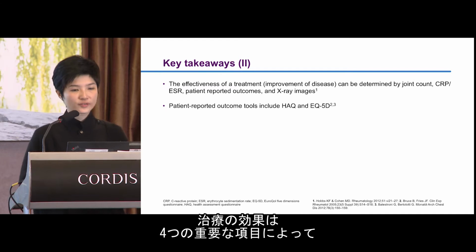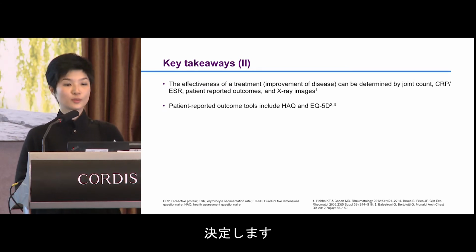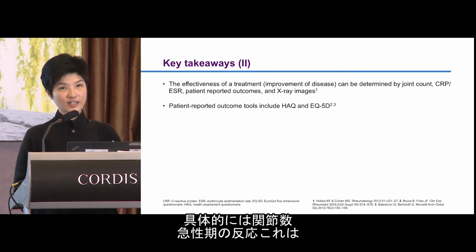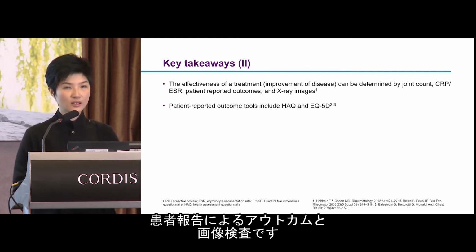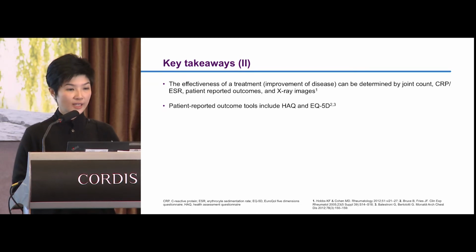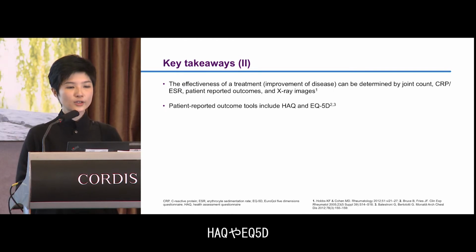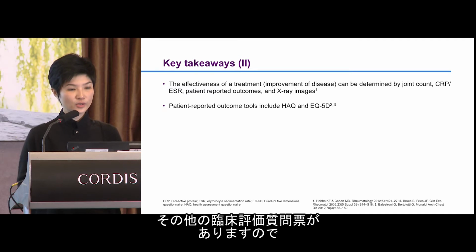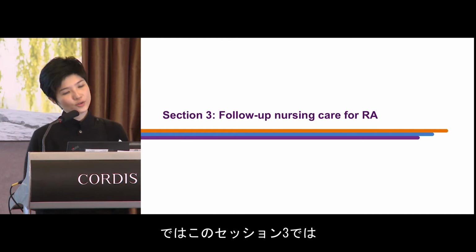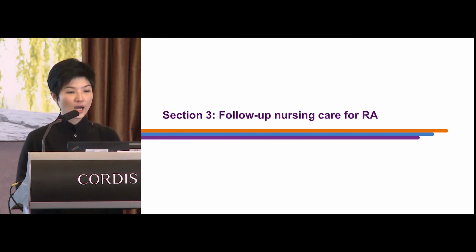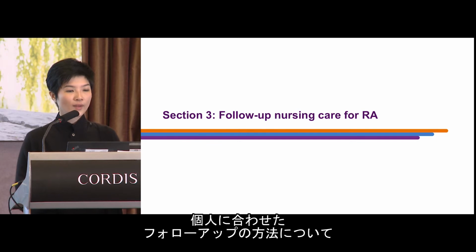And the effectiveness of the treatments can be determined by 4 important items, namely joint count, acute phase reactants, that is ESR and CRP, patient-reported outcomes, and imaging modalities. And patient-reported outcome tools include HAQ and EQ-5D and other clinical evaluation questionnaires you can apply in your daily practice. So session 3.